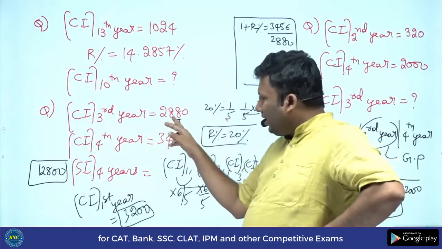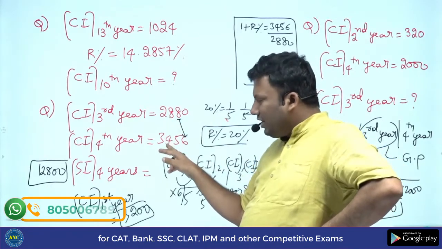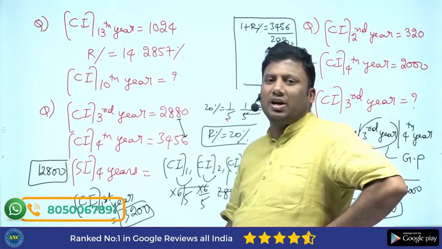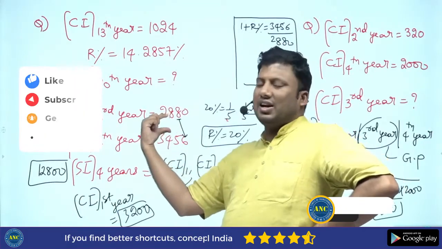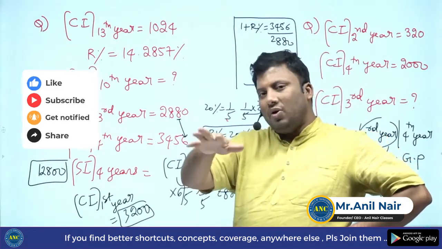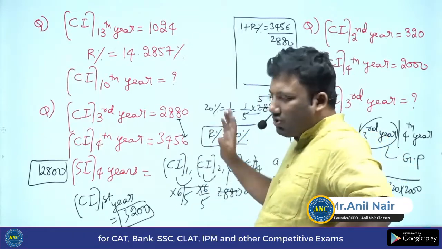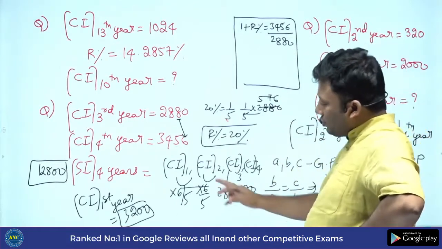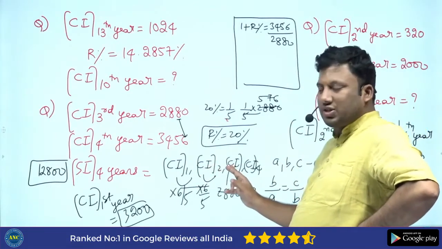See, approximately it is 2800, it is 3400. The difference is 600. 600 out of 2800, the answer should be around 25%. So it has to be 20. There is no question of being 70. So into 6 by 5, into 6 by 5.